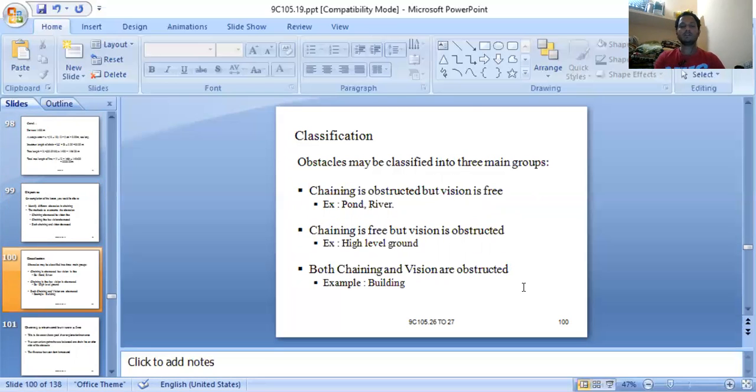Chaining is obstructed but vision remains free. There is an example like a pond and river, where we can observe two different points on either side of the river, but we cannot do the chaining operation. Chaining is free, but vision is obstructed. Suppose there is a high level ground or a hill in between 2 points, we can lay the chain on the hill, but the vision is obstructed. Both chaining and vision are obstructed. Suppose there is a building, we cannot see 2 points on either side of the building, one point or another. At the same time, chaining is also obstructed.